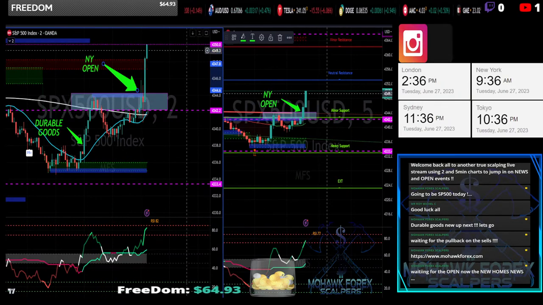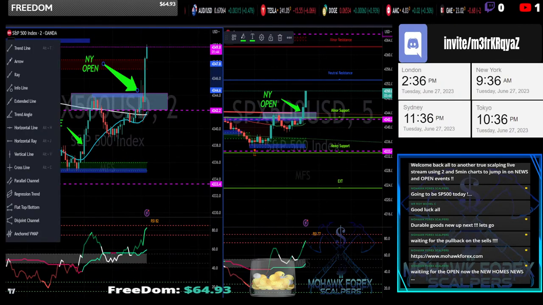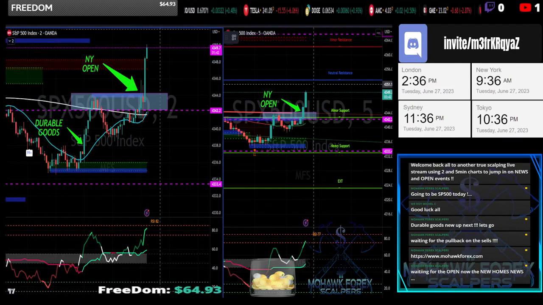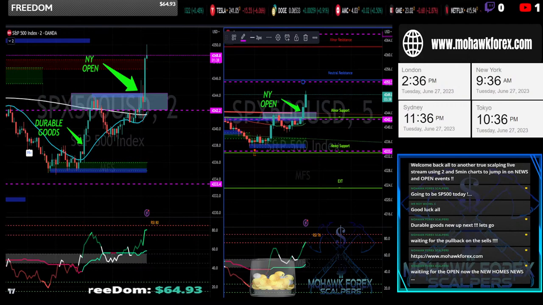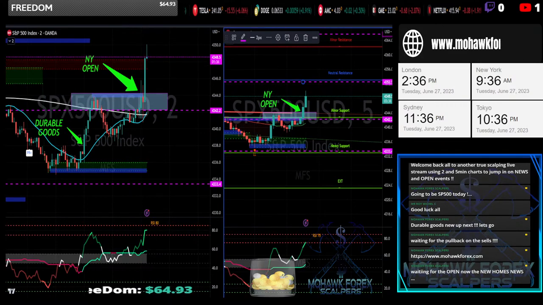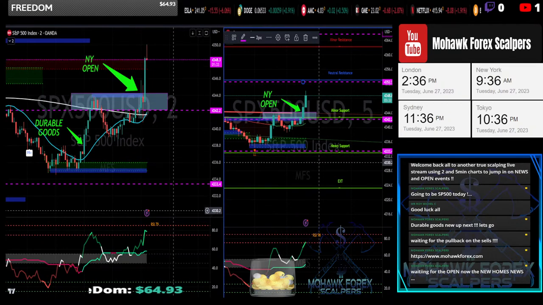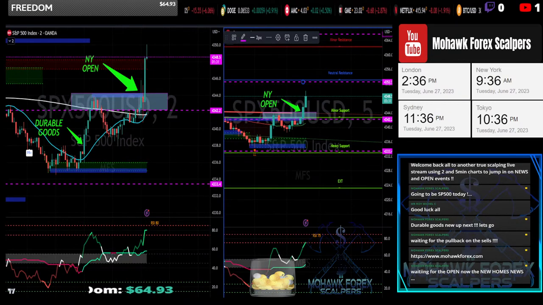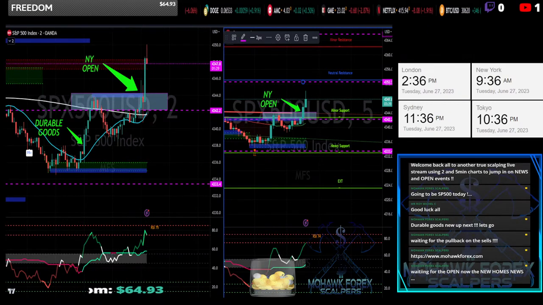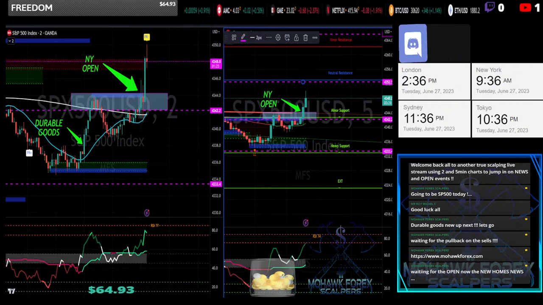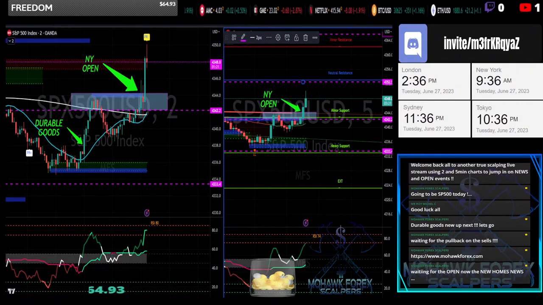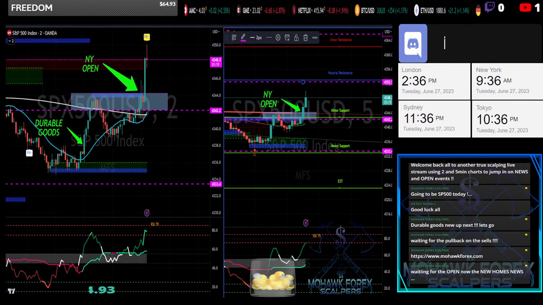Got that lovely neutral resistance zone here coming up to sell off as well. RSI's 80, so this is perfect now, perfect zone. People are going to start taking profits.